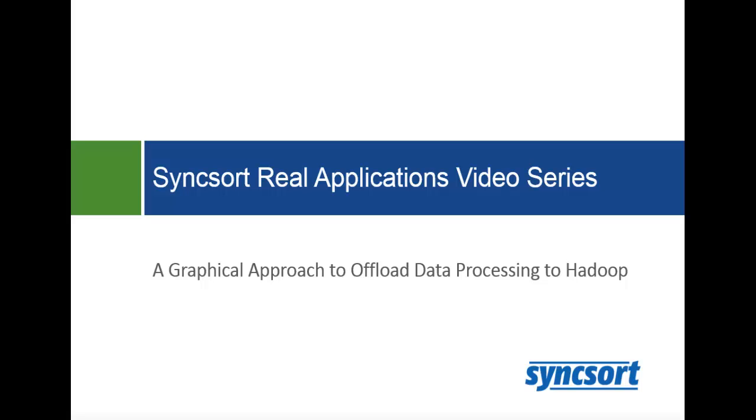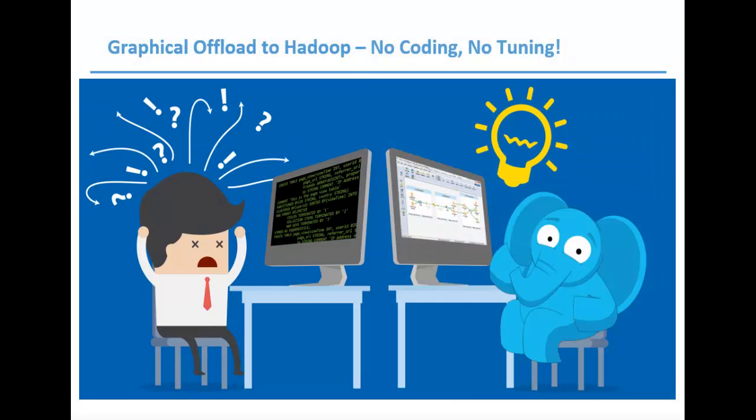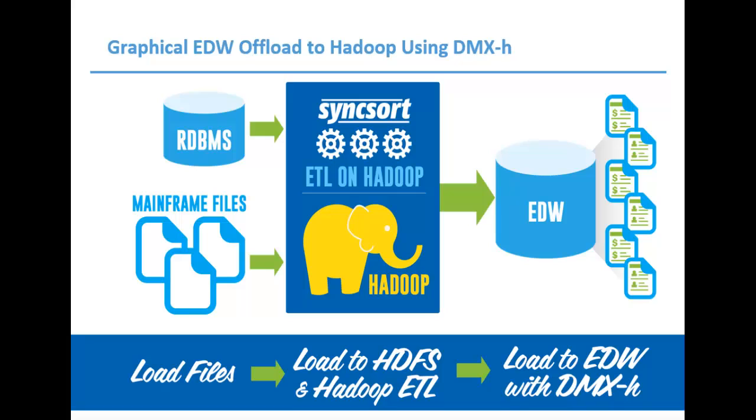Today we introduce a graphical approach to offload data processing to Hadoop. Moving data and processing to Hadoop is often associated with the need for highly skilled programmers in Java, Hive, and other Hadoop technologies. There is an alternative, a comprehensive graphical approach. No need to write thousands of lines of code. This approach accelerates offloading your Enterprise Data Warehouse, or EDW, and other source systems such as Mainframe to inexpensive Hadoop storage and processors. Now our data integration expert will demo a real customer scenario using SyncSort DMX-H.